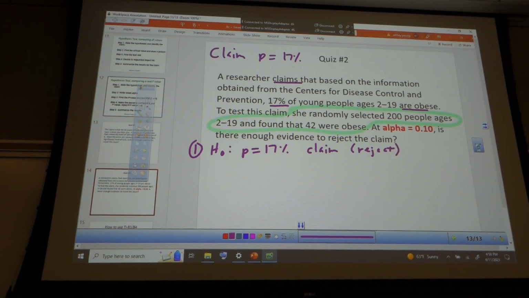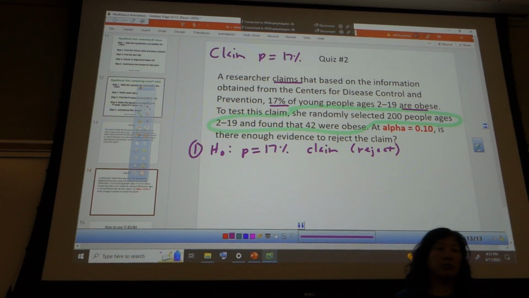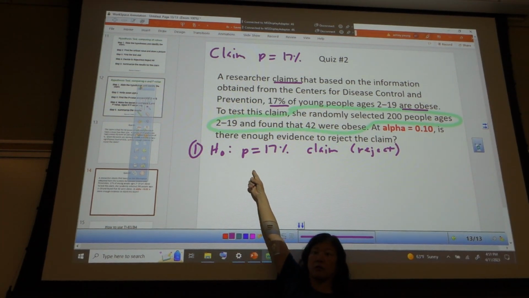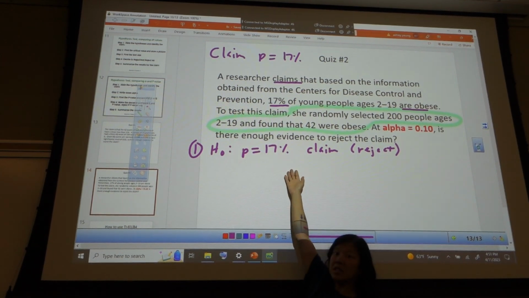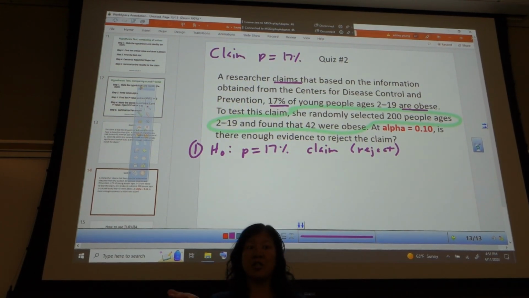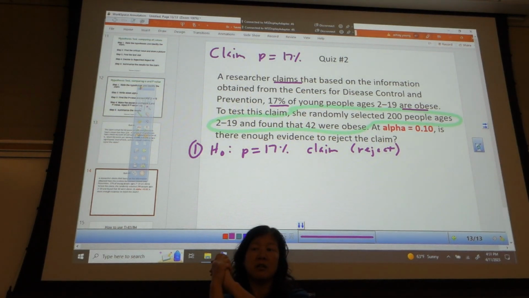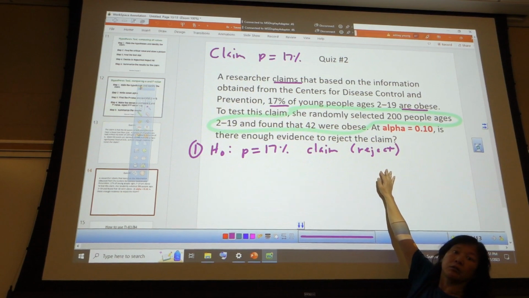Yeah. Okay. So my claim is that P is equal to 17%. That's H naught. Is everyone following that? My claim is H naught, because H naught's always equals. So if I reject H naught, what does that do to my claim? I reject my claim, because my claim is H naught. So rejecting H naught rejects my claim. That's why I'm going to use the word reject in the summary.